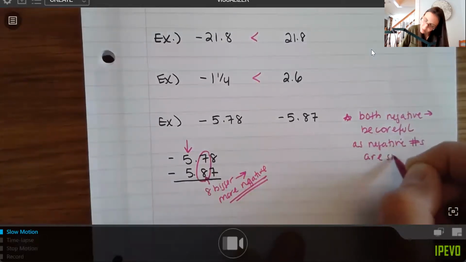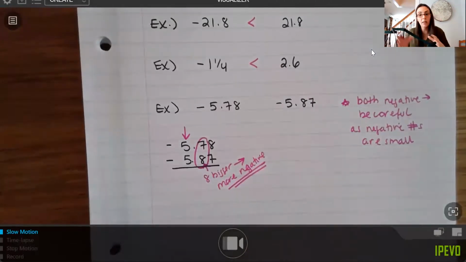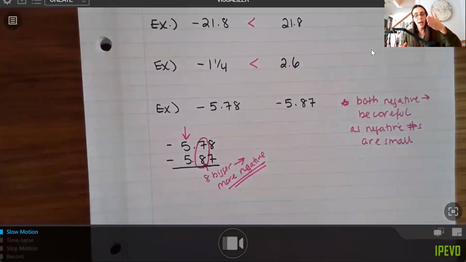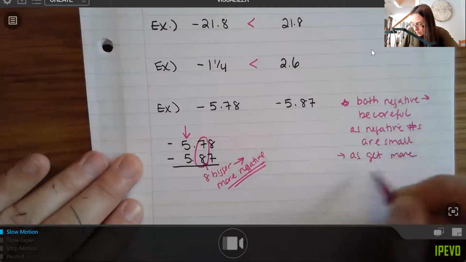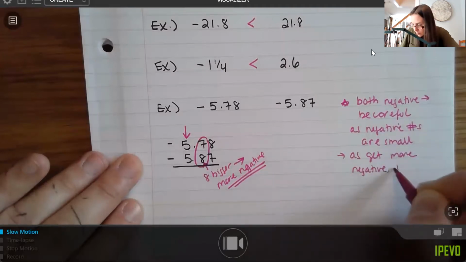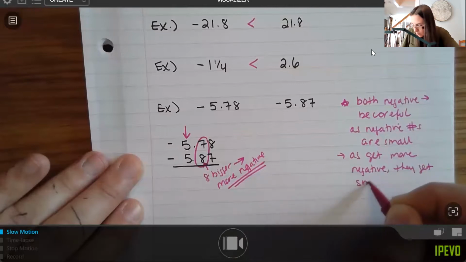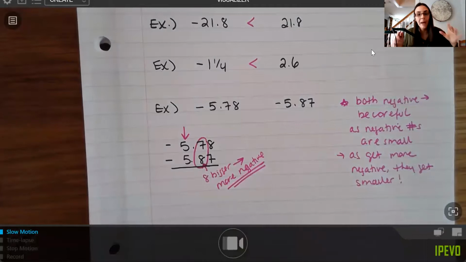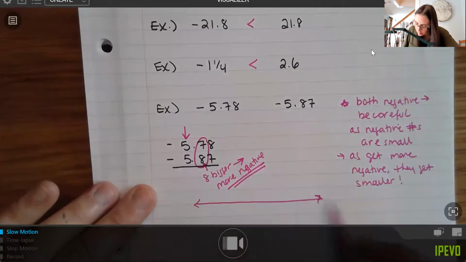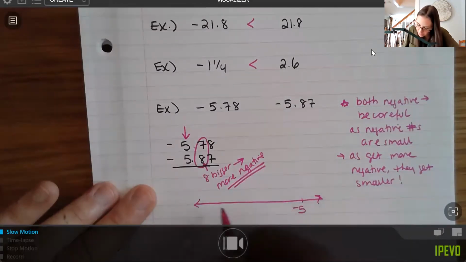And you want to be careful because remember, negative numbers are actually small, right? Negative number is smaller than positive number. So as you get more negative, they get smaller. So the 8 is bigger here, which is true. But because they're both negative, this means that this number is actually more negative, right? So if I think about my number line for a second, so here's -5, here's -6.